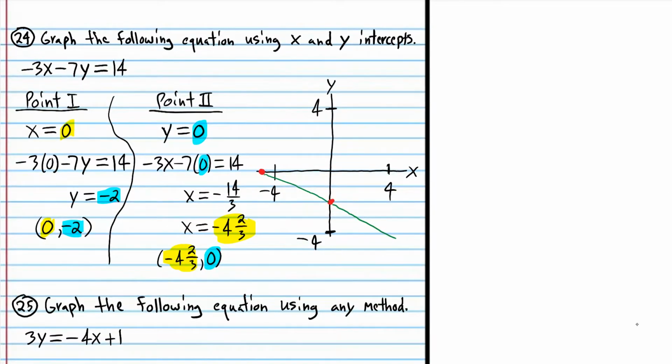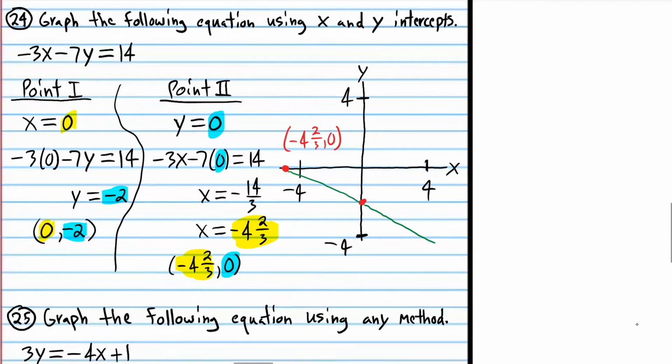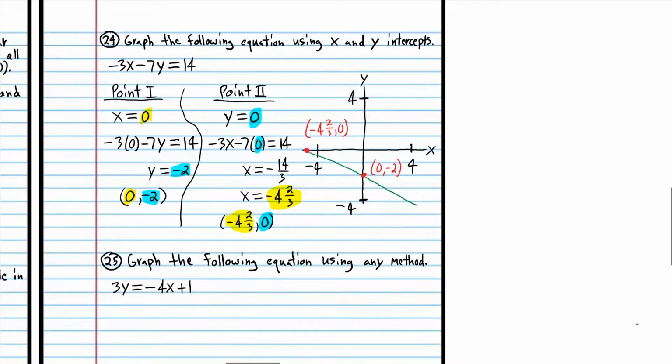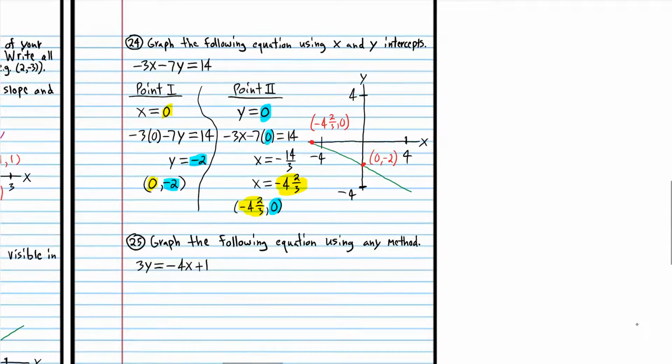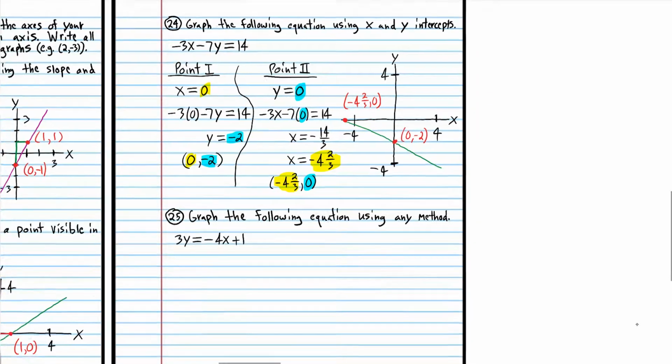And we need to label, and down here we have 0, -2, and there you go. So we have our intervals, our axes are labeled, our points are labeled, our lines drawn, and we're done. So we use the x-intercept in purple, and we use the y-intercept in orange to graph this line.